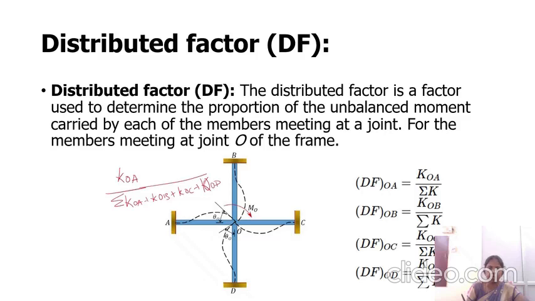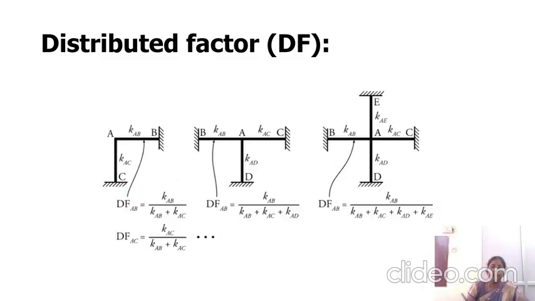The distribution factor is a factor used to determine the proportion of unbalanced moment carried by each member meeting at a joint. For the members meeting at the joint O, we will have this type of calculation. Here I have some other examples.